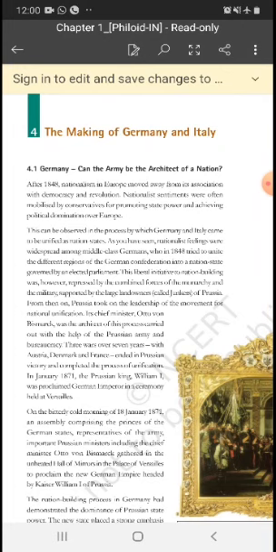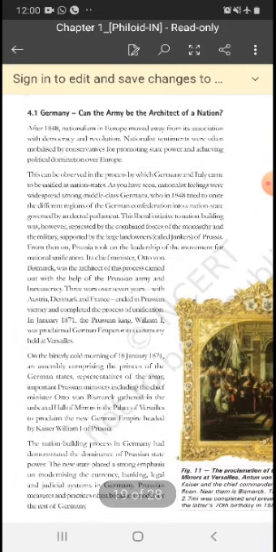An assembly was held to proclaim the new German empire. The process of nation building demonstrated the dominance of Prussian state power. The currency, banking, legal and judicial systems in Germany were modernized.